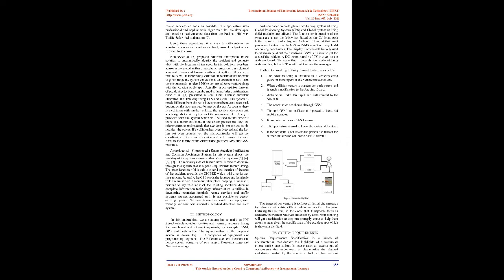Anupriya et al. [8] proposed a smart accident notification and collision avoidance system. In this system, almost the working of the system is the same as that of earlier systems [3, 4, 6, 7]. The mortality rate of human lives is tried to be decreased through the system, which is a good step towards human living. The main function of this unit is to send the location of the spot of the accident to the Zigbee, which will give further instructions. Actually, the GPS sends the latitude and longitude to the main server if an accident takes place.